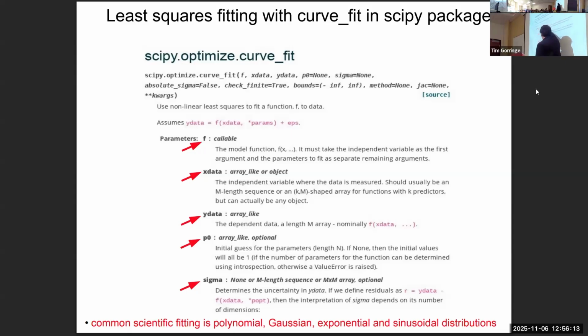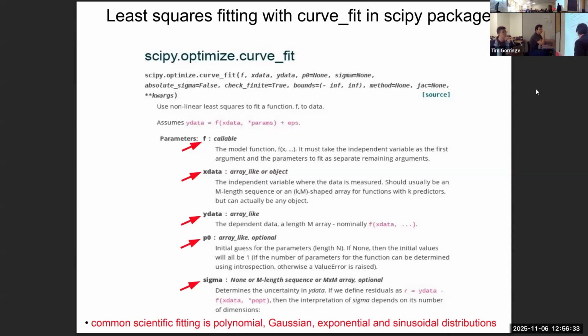So that's the first item in the model. The second two items are the data. So the data are typically pairs of independent variables, X and Y variables. And so those are the next two arguments.